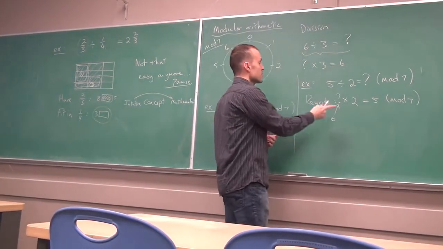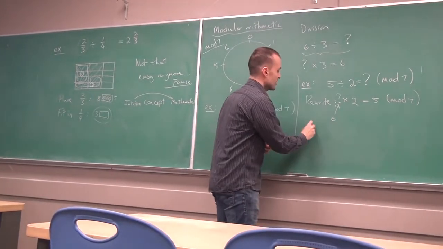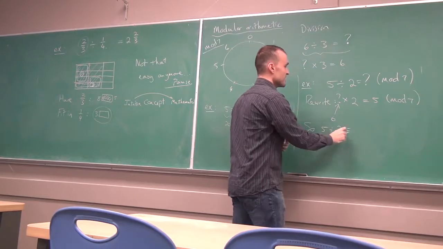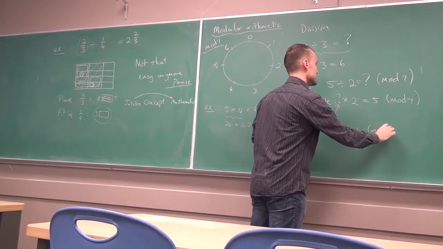Since there's only one number that will work, we conclude, strangely enough, 5 divided by 2 is 6 mod 7.